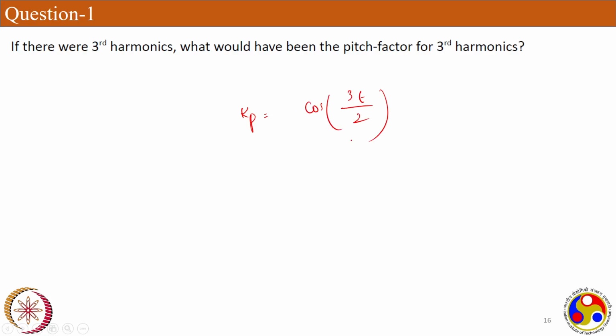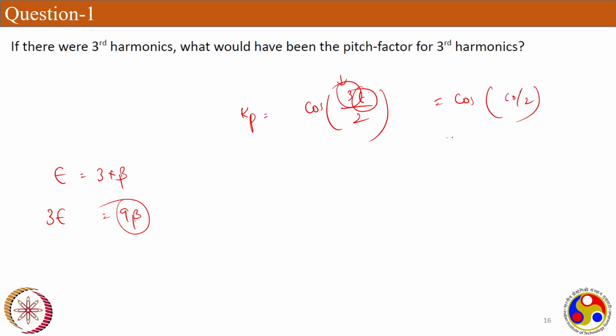Don't get confused. If they are asking it is being short pitched by three slots and also to calculate the third harmonic, you have twice the three here. Short pitched by three slots means 3 into beta. Again, third harmonic means 3 epsilon, so it would be 9 beta. You shouldn't have any confusion. First calculate epsilon and then introduce the harmonic factor. It will be cos 3 into epsilon, how much? 20, right? No, it's cos 60 by 2. It's cos 30.